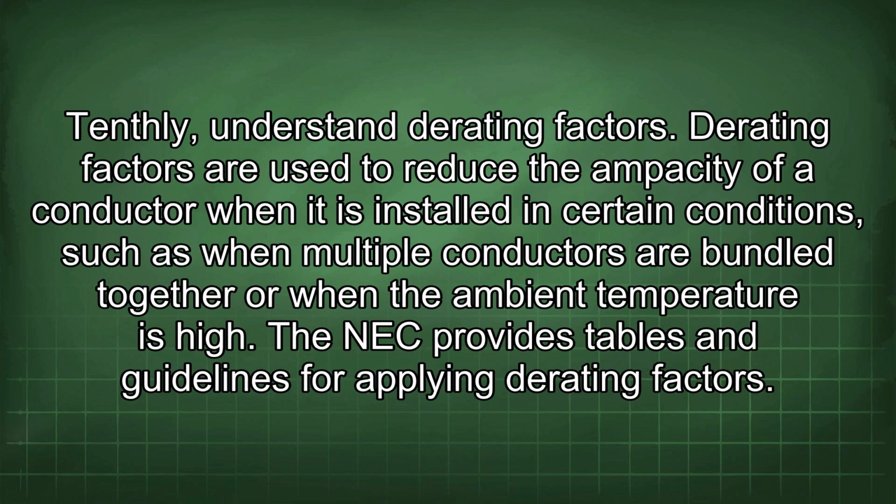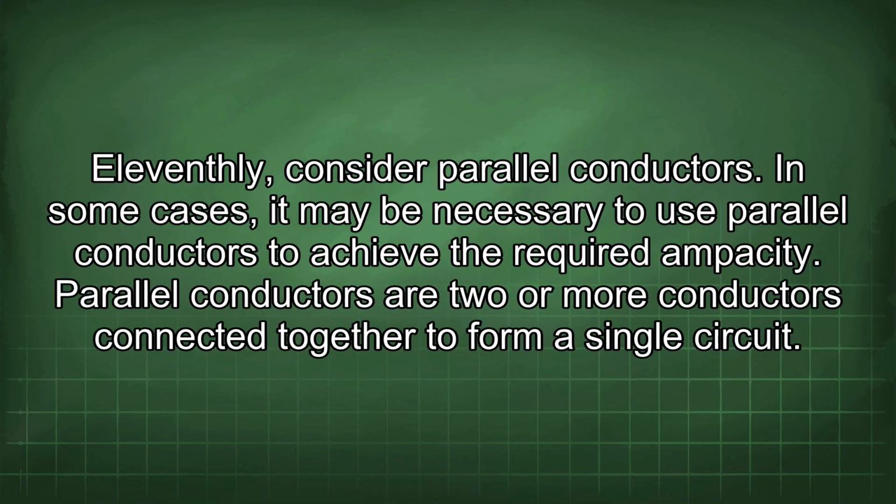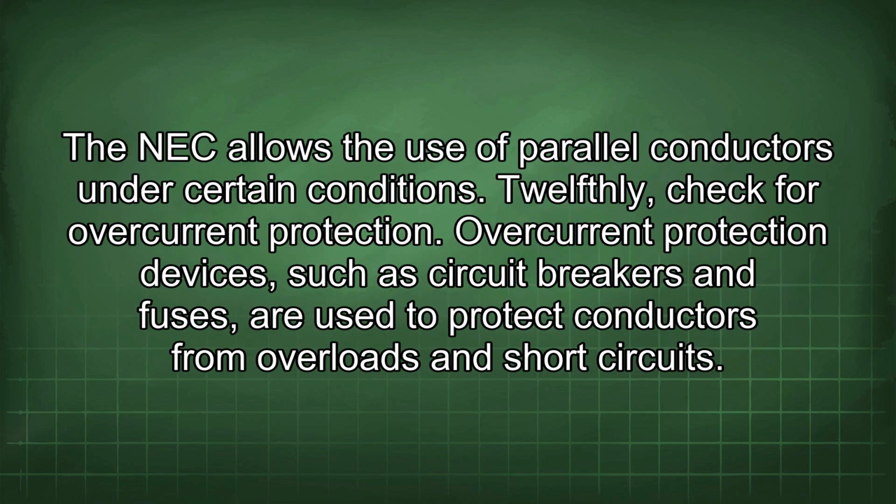Tenthly, understand derating factors. Derating factors are used to reduce the ampacity of a conductor when it is installed in certain conditions, such as when multiple conductors are bundled together or when the ambient temperature is high. The NEC provides tables and guidelines for applying derating factors. Eleventhly, consider parallel conductors. In some cases, it may be necessary to use parallel conductors to achieve the required ampacity. Parallel conductors are two or more conductors connected together to form a single circuit. The NEC allows the use of parallel conductors under certain conditions.